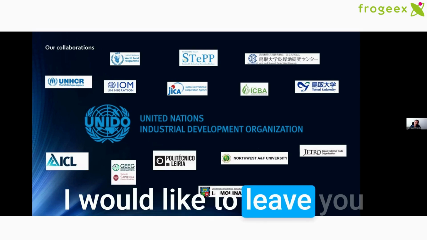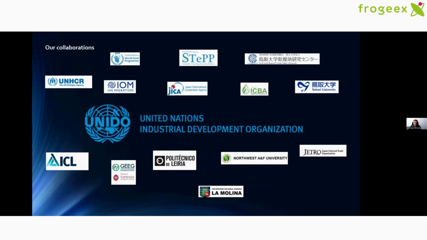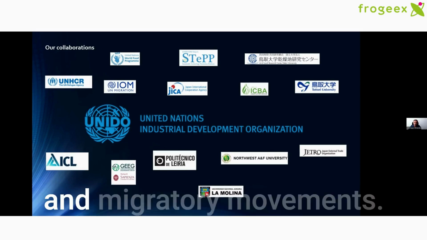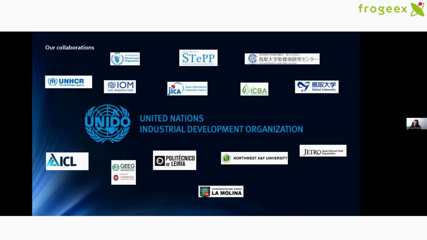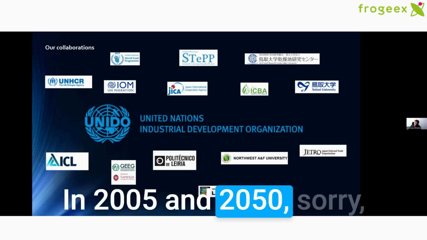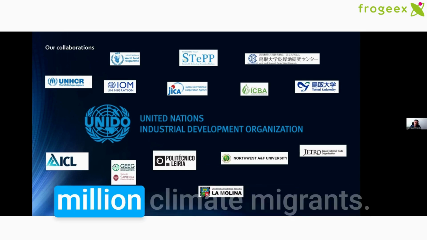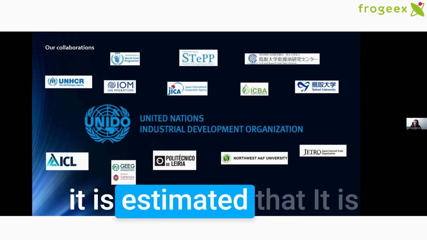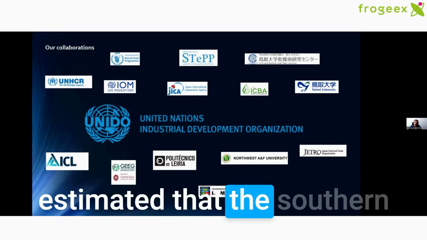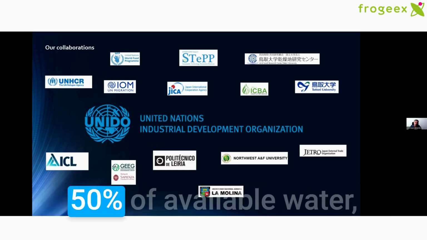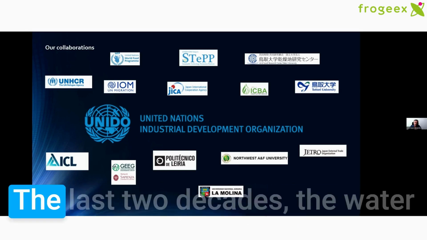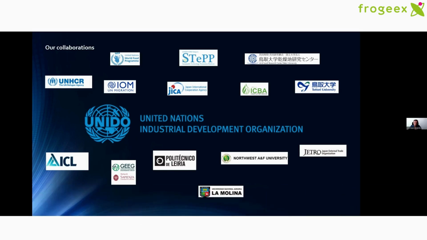I would like to leave you with some takeaways. Water scarcity is already the direct cause of conflict and migratory movements. In 2050, there will be over 140 million climate migrants. In Portugal, my country, it is estimated that the southern part of the country will lose 50% of available water in the next decade. In the last 2 decades, the water availability was reduced by 20%.